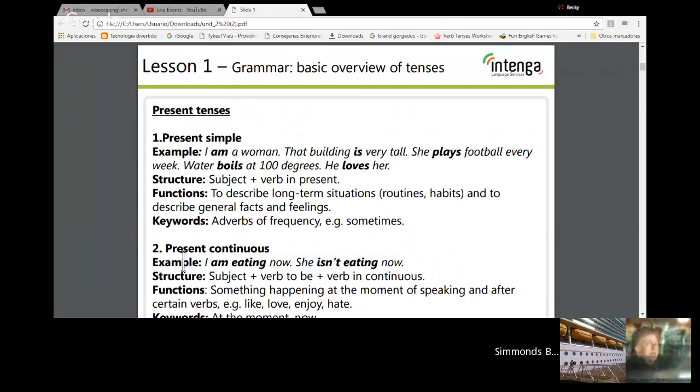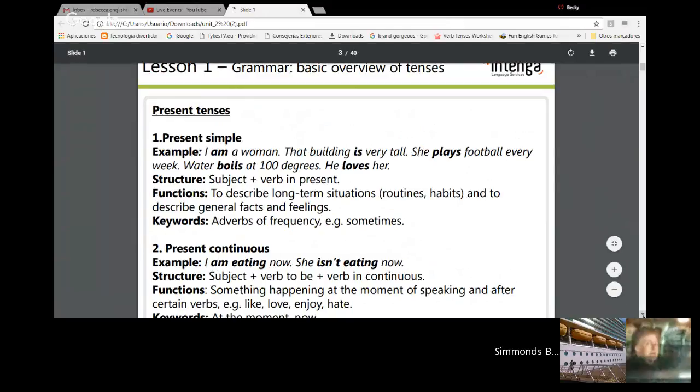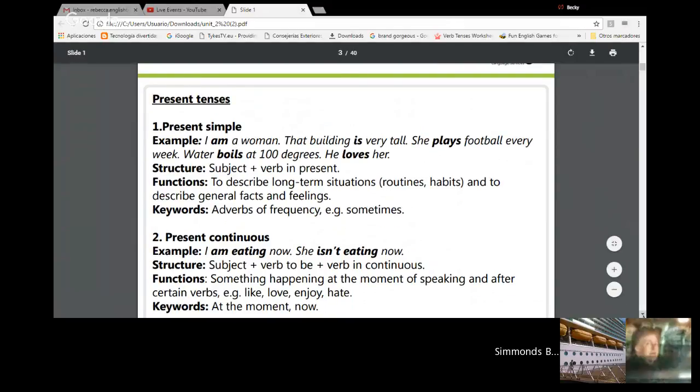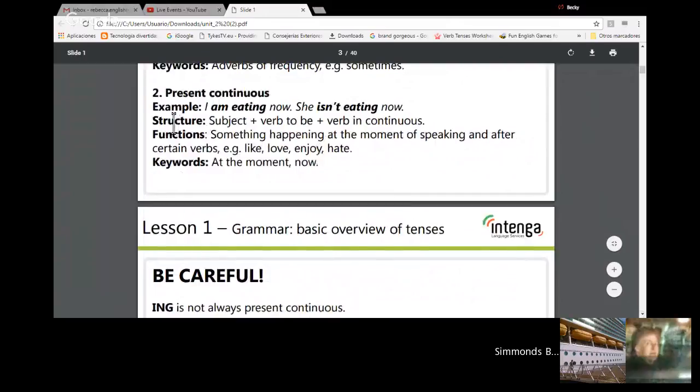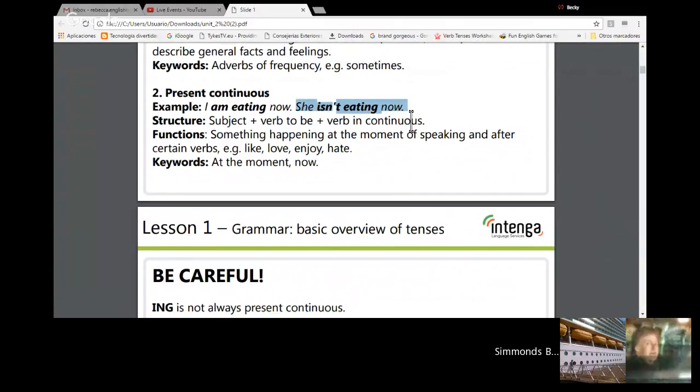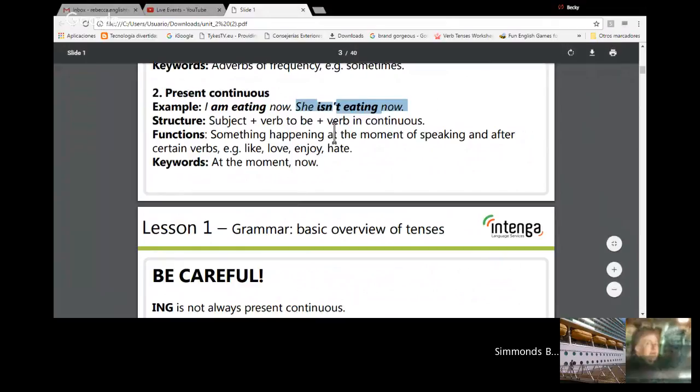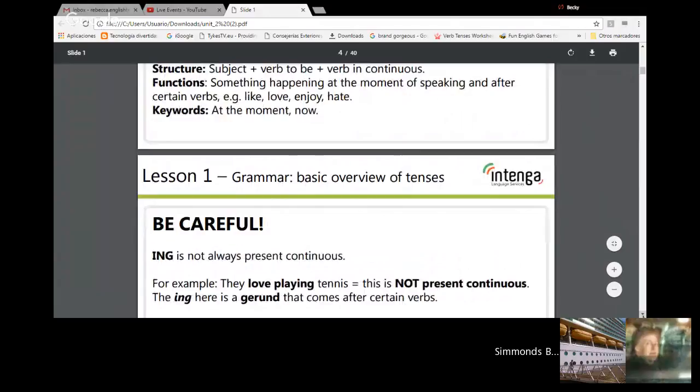And then for the present continuous, for an example, I am eating now. She isn't eating now. These are things that we do in the moment. We have the positive and the negative verbs here. Hopefully there are no questions.